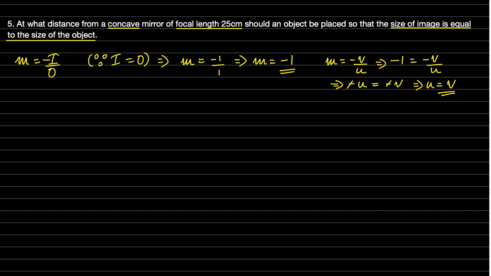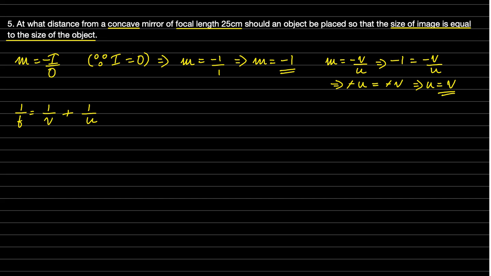Finding this is really important, because in the question we have the height of the image is equal to the height of the object, or size of the image is equal to the size of the object, and now we found out that the distance of the object is equal to the distance of the image. Now what we would be doing here is using the mirror formula that happens to be 1 by f is equal to 1 by v plus 1 by u.